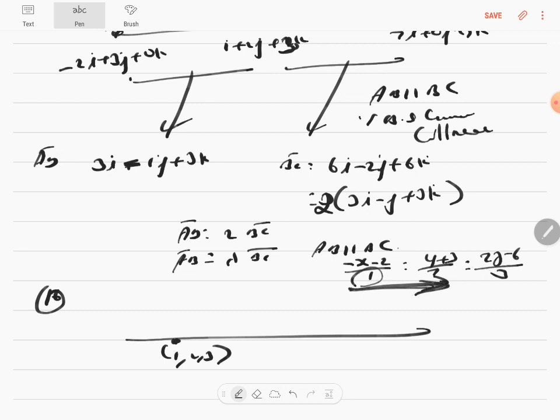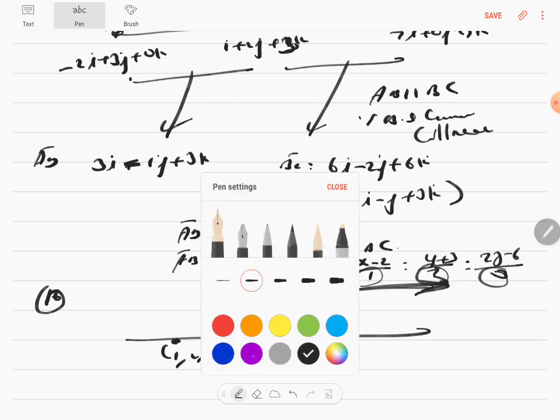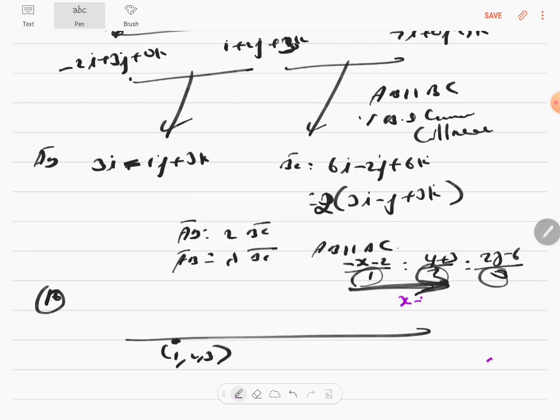But I can't take the denominators because it's not in the right format. The line has to be in the form x minus x1 by a. So if I convert it in that format, this line will become x plus 2 by minus 1 is equal to y plus 3 by 7. That is not changing. The 2 should not come. So z minus 3 by 2.